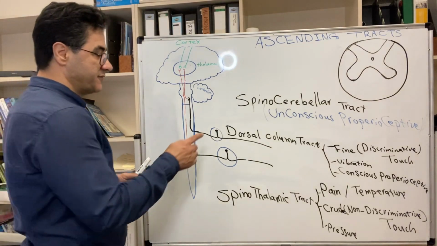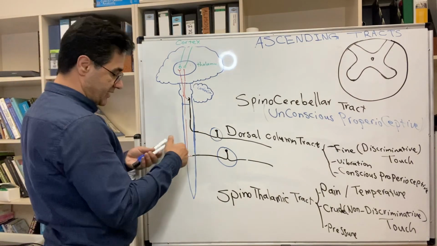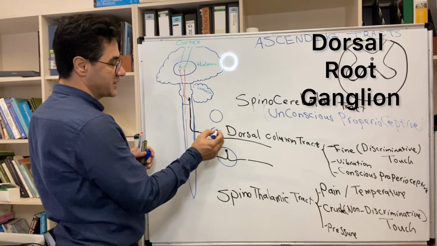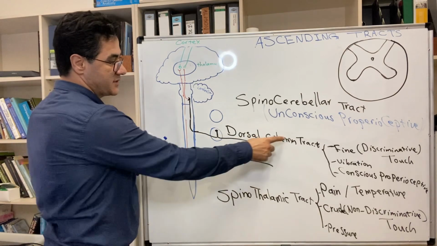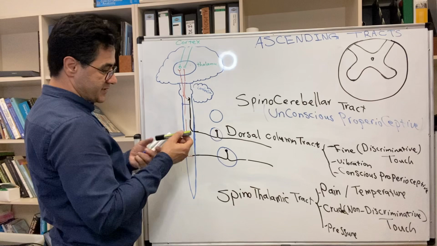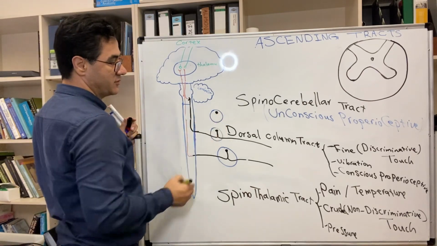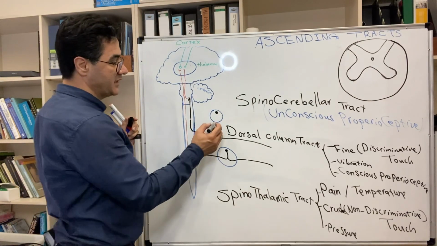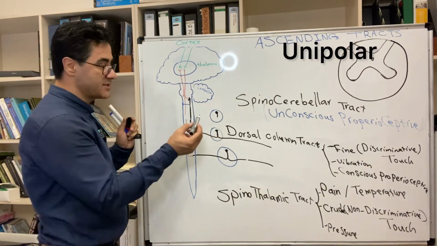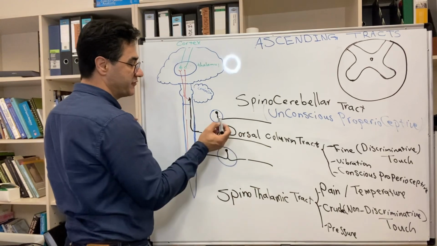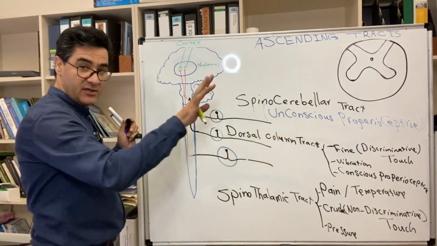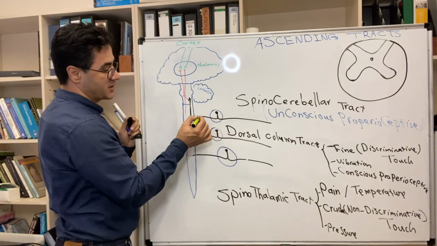So the first order neuron cell body is within the dorsal root ganglion. Imagine that this is the dorsal root ganglion, like in the dorsal column tract and spinothalamic tract. The first order neuron cell body is within this dorsal root ganglion, and it's unipolar. It means that one axon splits into a peripheral and a central branch. The peripheral branch carries this sensory information from the muscles and joints into the spinal cord.